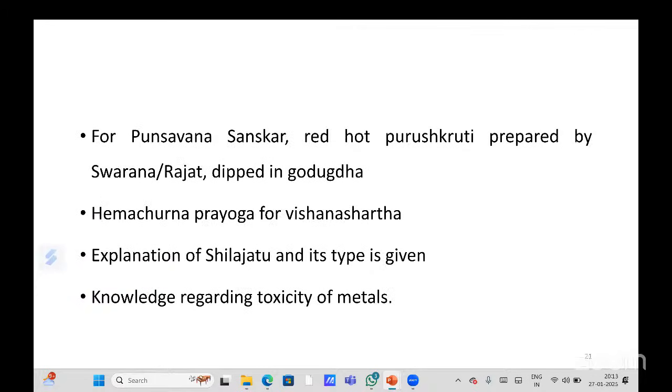Again, in a similar way, we will get many such references in relation with Charaka Samhita. Like the concept of Shilajatu and the types of Shilajatu. In a similar way, there is knowledge regarding the toxicity of metals.